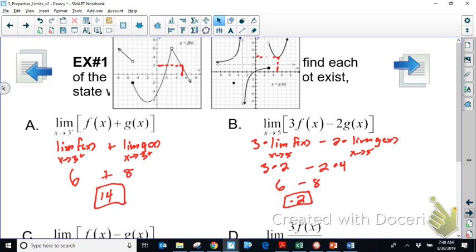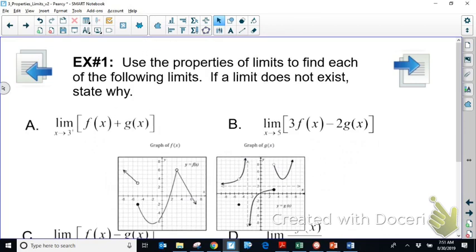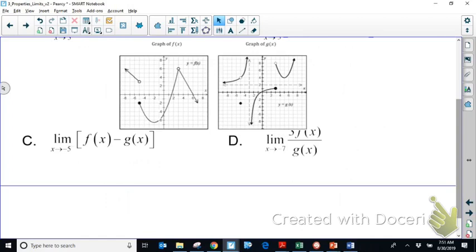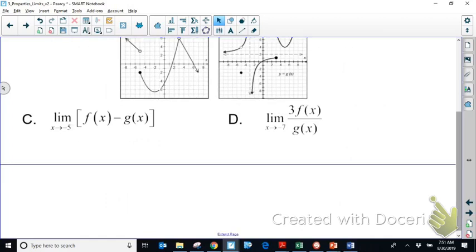Alright, so hopefully you have all of your answers for the remaining problems associated with these two graphs. Let's go ahead and try to bring down the graph here so we can follow along with C and D. So C says I'm going to again just look at this function, the difference function, as we approach 5 from the left-hand side. So when I do that, function f will give me a 3 and function g will give me a 4, and when I take the difference of those, I get a negative 1.